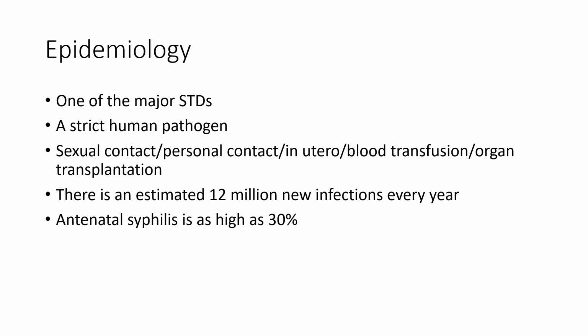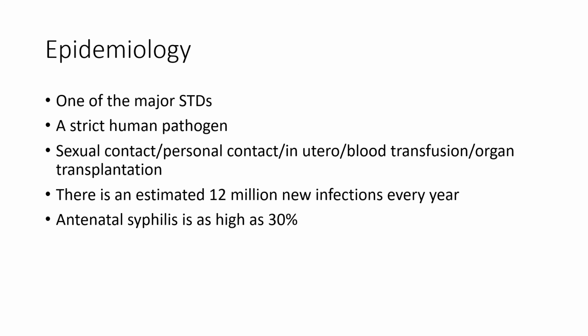So the last one is epidemiology. Syphilis is one of the major sexually transmitted diseases, and it is basically a strict human pathogen. That means it does not naturally occur in animals. We only grow it in rabbit testis in the laboratory, but normally it does not occur in animals under natural conditions. There is only human to human transmission. Human is the only source for this pathogen.